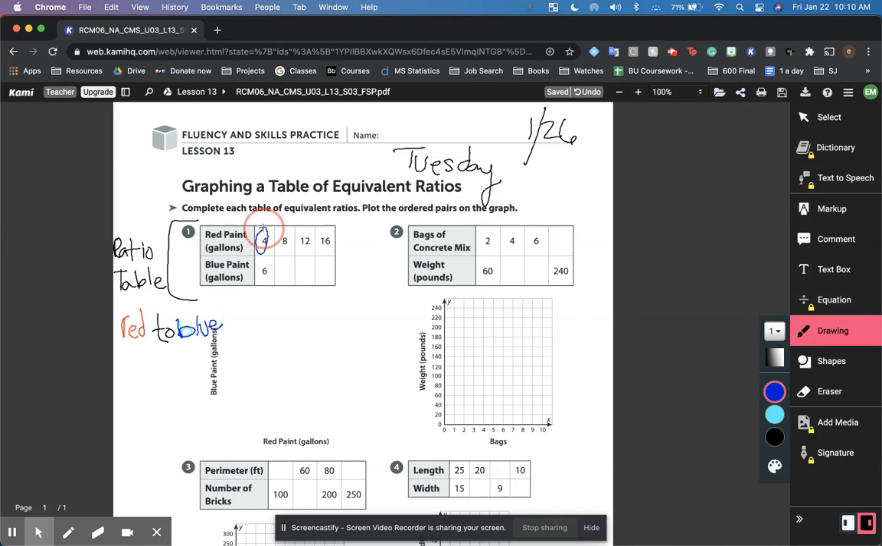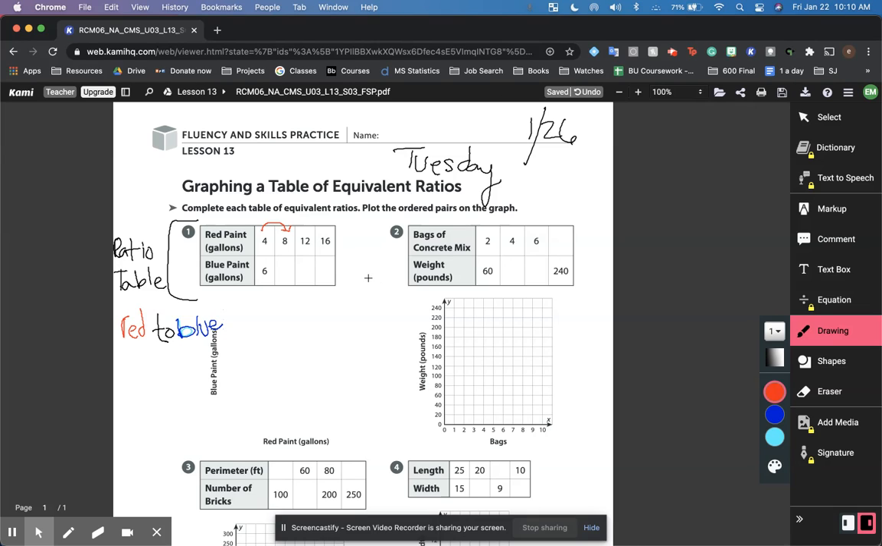I see I'm starting with 4 red to 6 blue. Then it asks, well, what if we have 8 red? All right, I have to figure out if I'm going to use 8 red gallons, how many blue gallons will I need to make the same pattern? Well, I'm going to start by looking at 4 to 8.